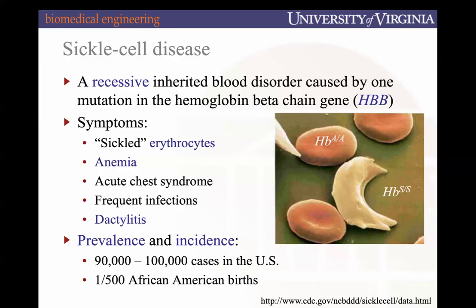And so the incidence rate is about 1 in 500 African American births. We'll talk about towards the end of the lecture why it presents primarily within African American populations. But that's the incidence rate and prevalence of sickle cell disease.